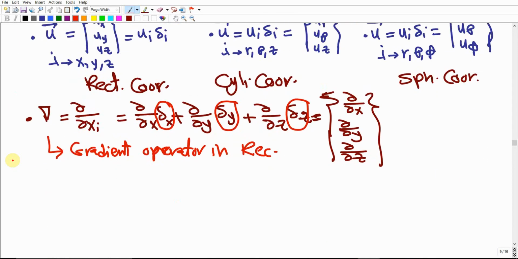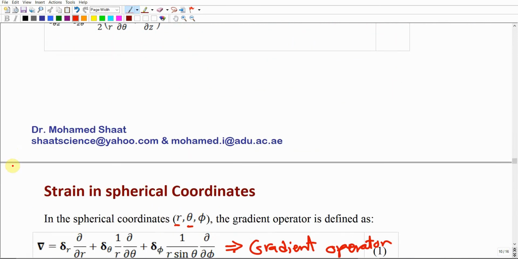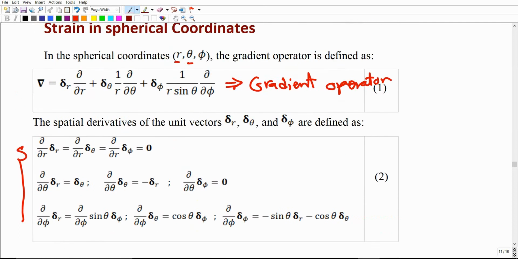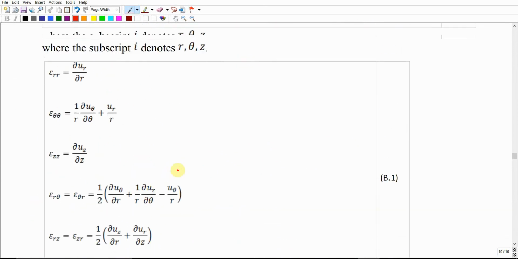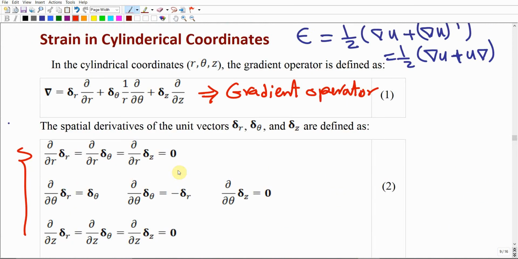The derivatives of the unit vectors in the spherical coordinates are going to be a little bit different, though very similar in some things. For example, the derivatives of e_r, e_theta, and e_phi with respect to r are going to be zero. But with respect to theta or phi they will have values, except the derivative of e_theta with respect to phi, which equals zero for the spherical coordinates. Make sense? So we're going to use these things in deriving the strain, or writing the strain in the cylindrical coordinates.